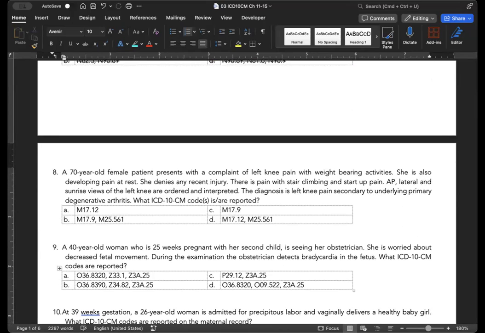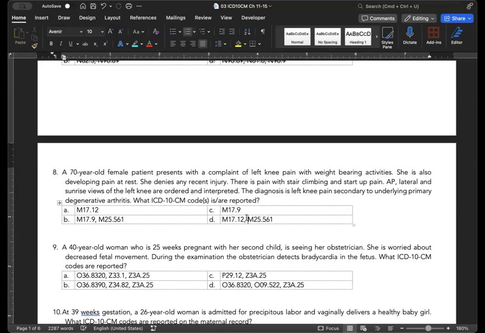Number 8. So 70-year-old female patient presents with a complaint of the left knee with weight-bearing activities. She is also developing pain at rest. She denies any recent injuries, and there is pain with stair climbing and startup pain. AP lateral and sunrise views of the left knee are ordered and interpreted, and the diagnosis is left knee pain secondary to underlying primary degenerative arthritis.